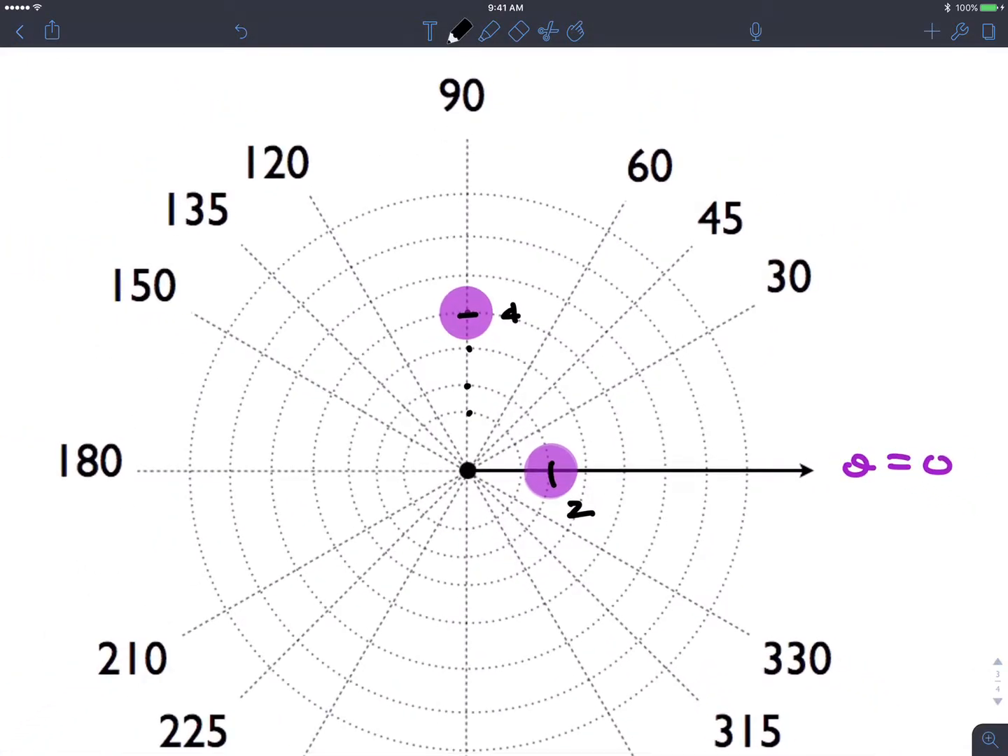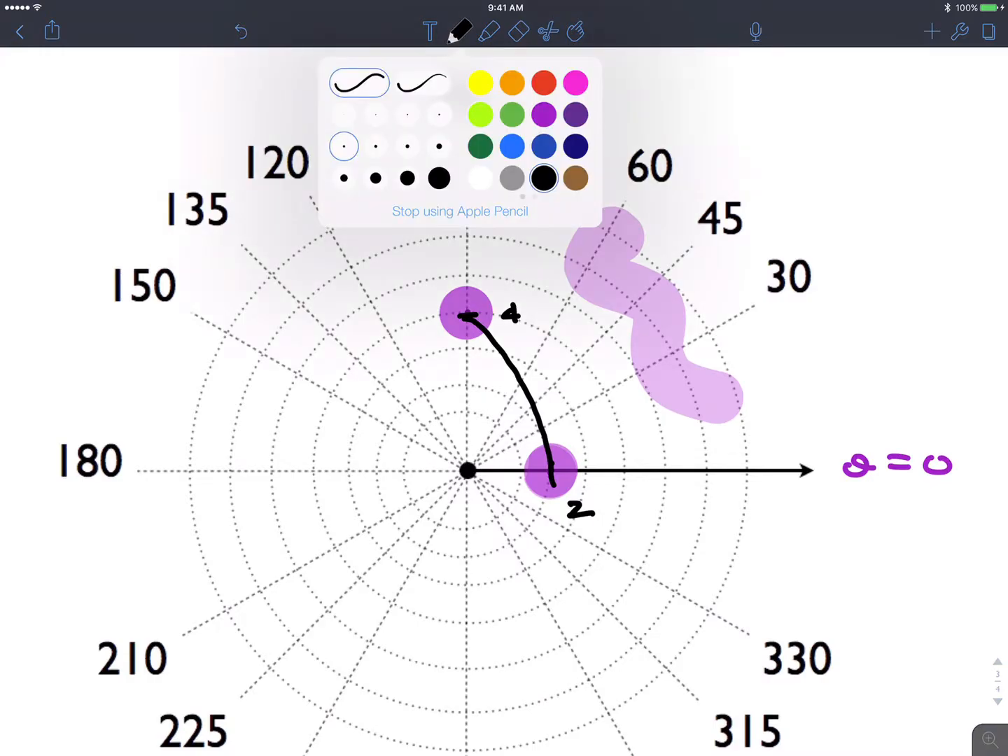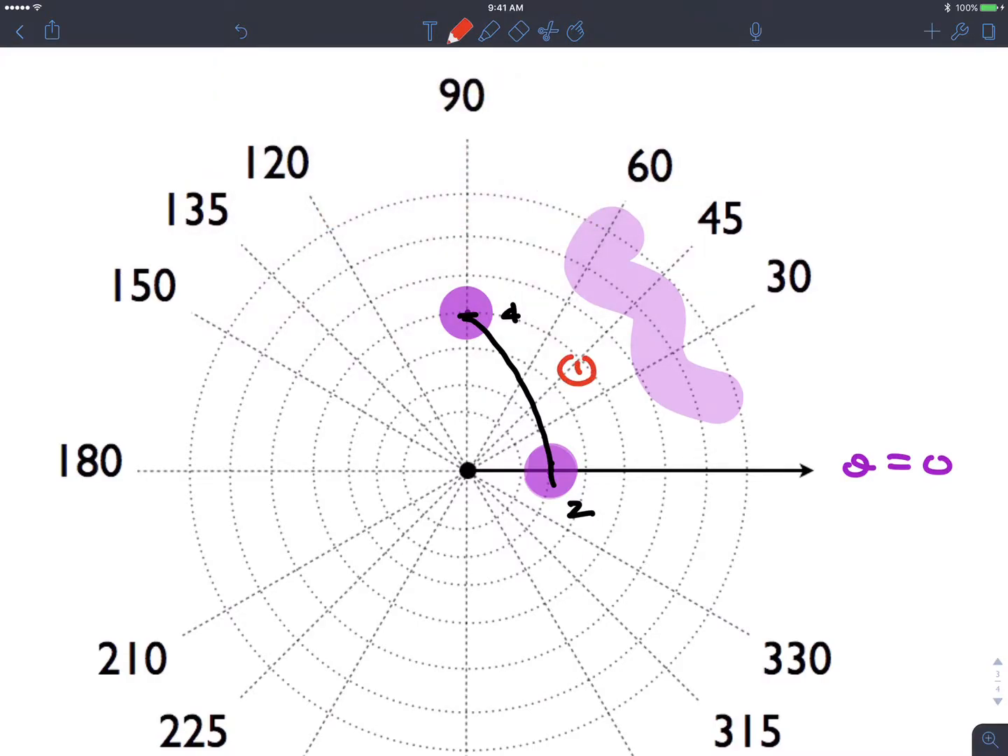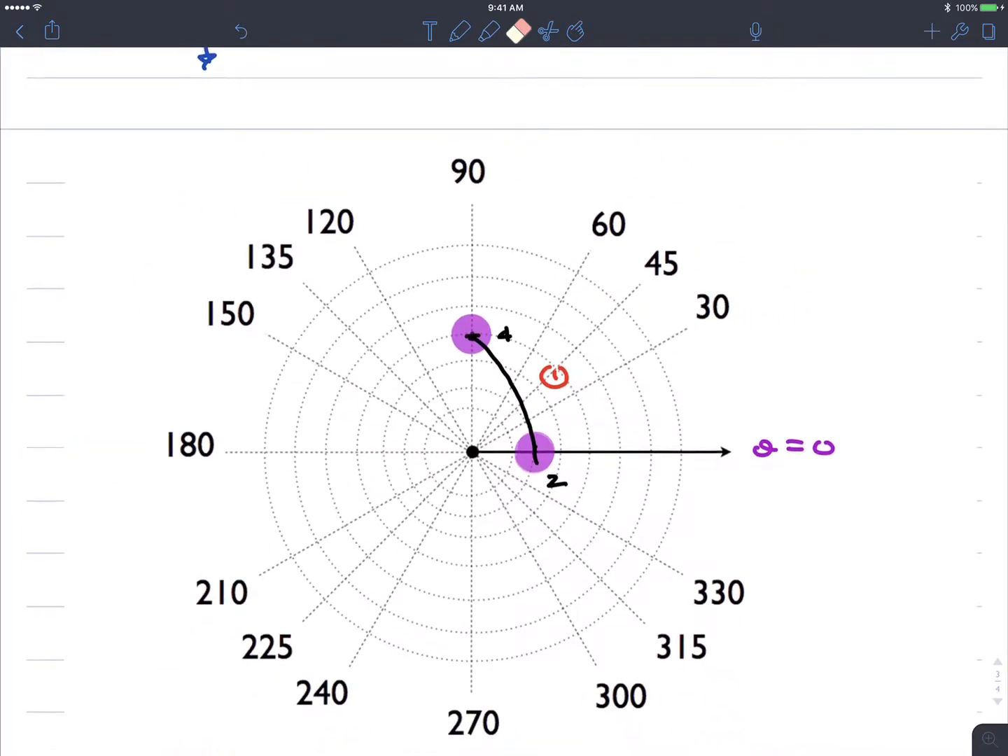You guys okay? What happened from 0 to 90 degrees? What happened in quadrant 1 here? My radius went from what? 2, and it increased to what? 4. And this is how we describe what happened in portion 1. Okay, you guys okay with that?